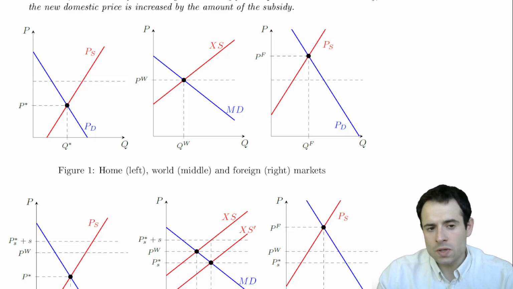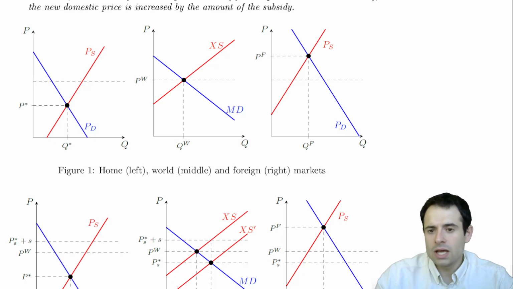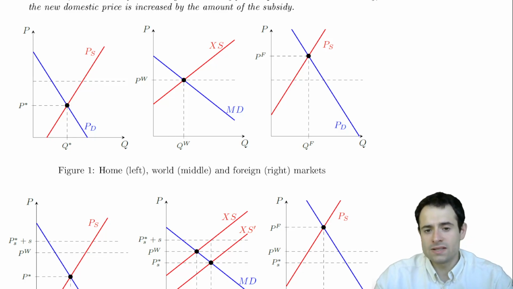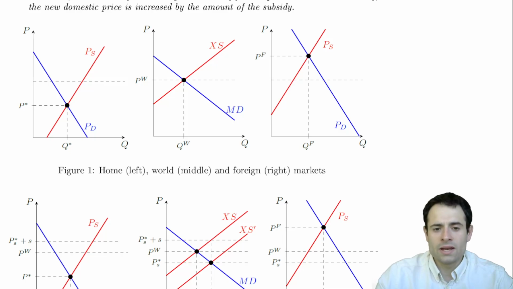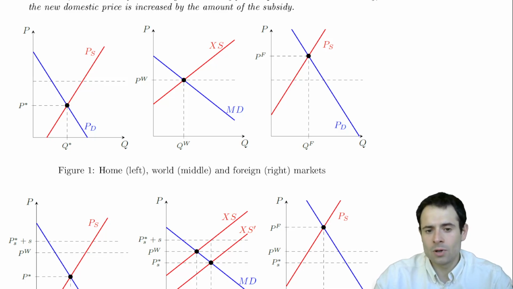So if the home country is exporting, then the foreign country is going to be importing. So at PW, the foreign country has a higher demand than supply. Again, the difference between the demand and the supply, the horizontal demand, will constitute the import demand, MD. When export supply and import demand meet, we obtain the equilibrium world price, PW, and the equilibrium world quantity, QW.